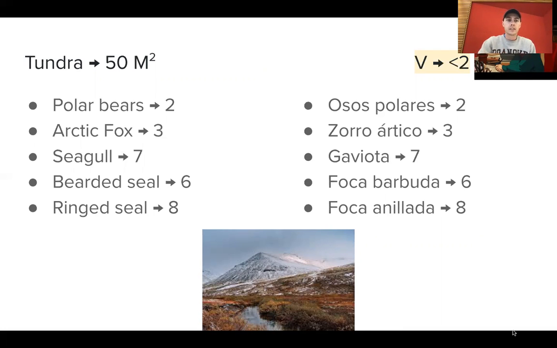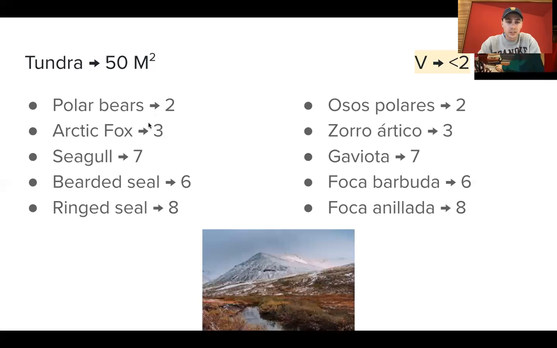In the tundra, scientists in a 50 square meter space calculated, or better said, measured the types of species or organisms that they observed. Now, to calculate the Biodiversity Index, you need 2 things. First, the number of species in a place. Here we can see polar bears, Arctic foxes, seagulls, bearded seals, and ringed seals. Those are 5 different animals or 5 different species. So the number 5 we will need. Second, we need to know the number of organisms in a place.